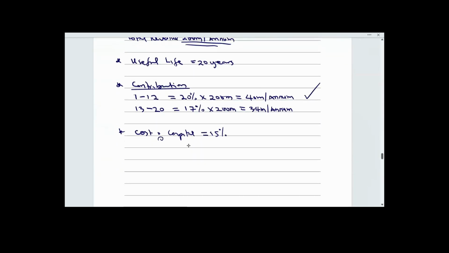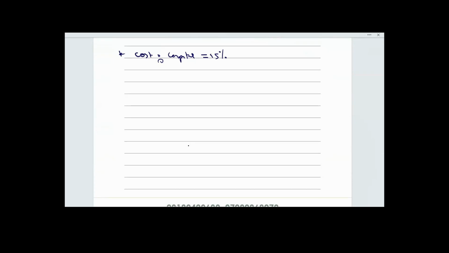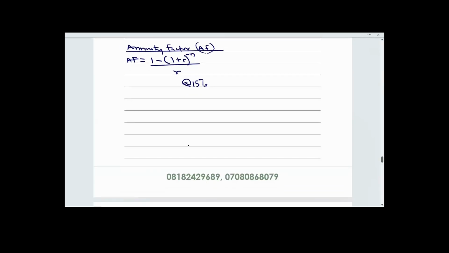Let's go and do working for annuity factor. So I will then come here, annuity factor, AF. You know that annuity factor is calculated as 1 minus 1 plus R raised to power minus N divided by the company's cost of capital. So at 15%, you need to do for years 1 to 12.